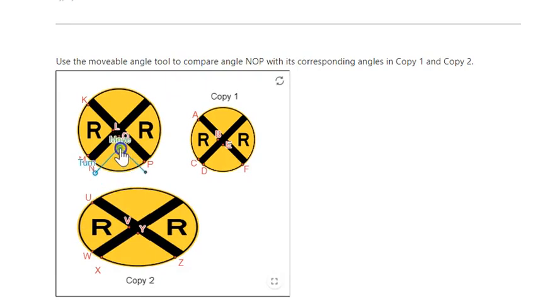And this is what we just talked about a moment ago. Angle NOP corresponds with which angle here? Well, it's an exact match for DEF, right? The corresponding angle in copy 2 is XYZ, but again, it is not the same angle, but it should be the same angle if it was a scaled copy.